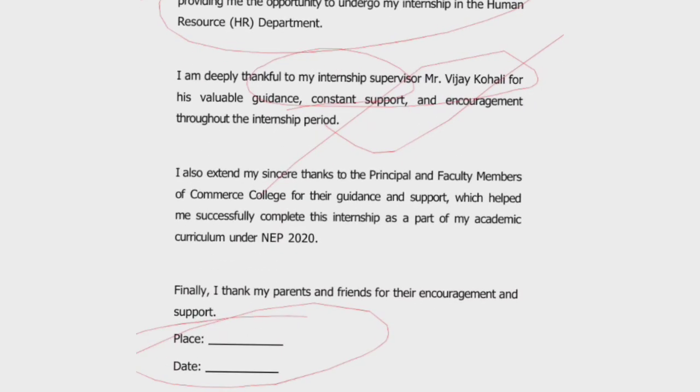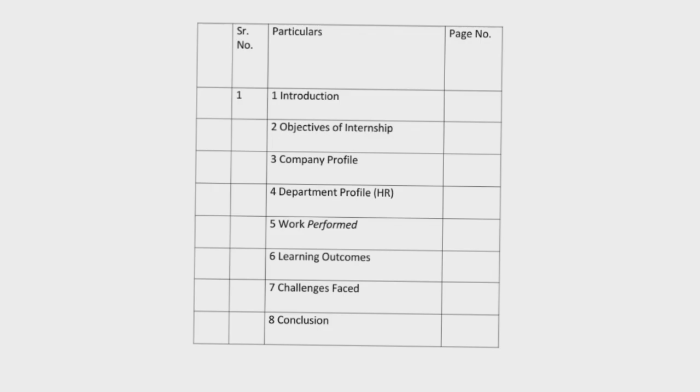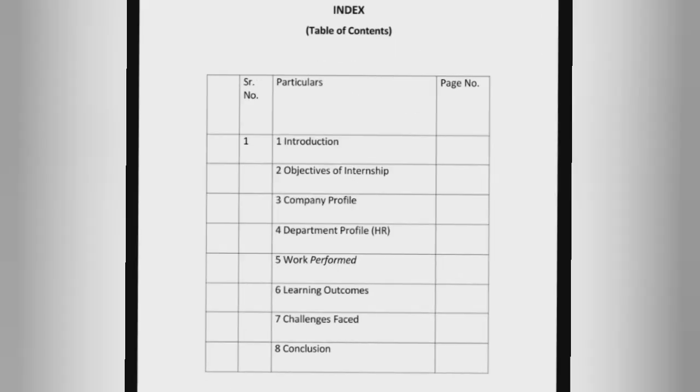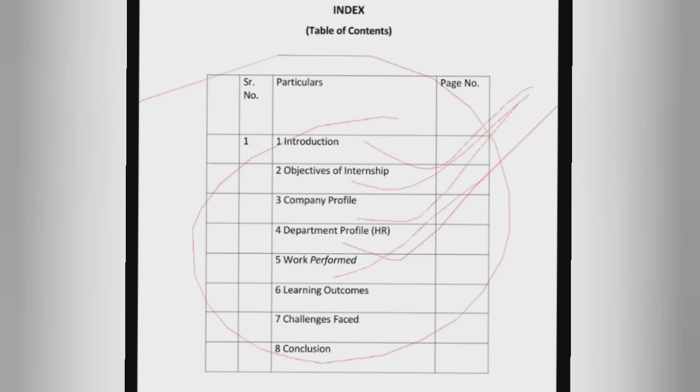And the next page is the index. After the acknowledgement we write the index. Index contains the chapter names and page numbers. It gives a clear structure of your internship report. Make sure the page numbers are correct before you submit. Okay, so see this is the index: the introduction, objective of your internship, company profile, department profile, and work performance. These are the chapter names, and also write your page numbers. Okay, and this is the next.